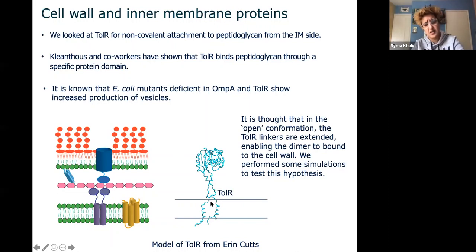The protein binds to the cell wall in what's called its open state, but the crystal structure shows a protein in the closed state. But there was a model of the protein in its open state made by Erin Cutts in Oxford. So we asked if we could take a look at this. They didn't run any simulations of the model, they just produced the models. So we asked if we could test that for them, and they were very happy to give us the model.